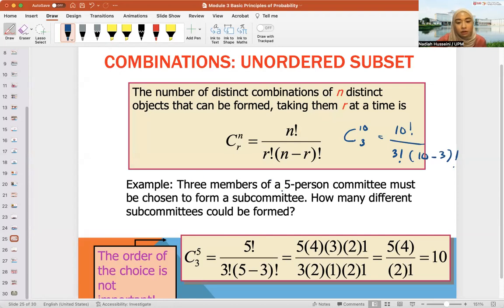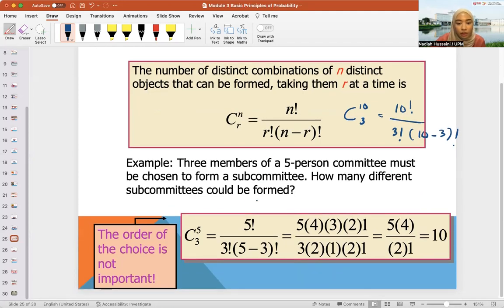Example: 3 members of a 5-person committee must be chosen to form a subcommittee. Now the norm is when you are selecting a subcommittee, you don't really care what position they hold, you just want a subcommittee. This is different compared to selecting a chair, vice chair, secretary, etc. So you want a subcommittee, you just want 3 out of the 5. How many ways could subcommittees be formed?